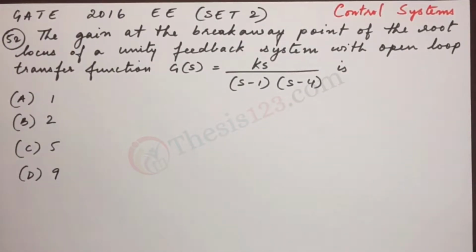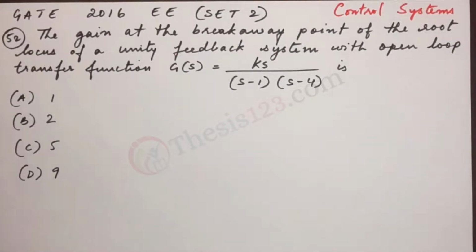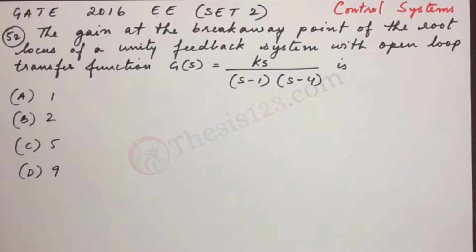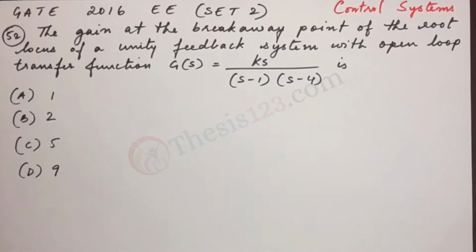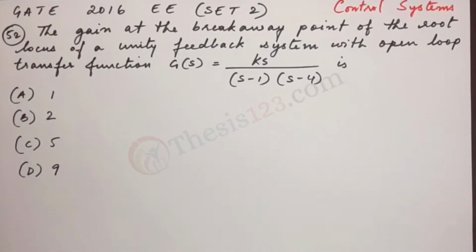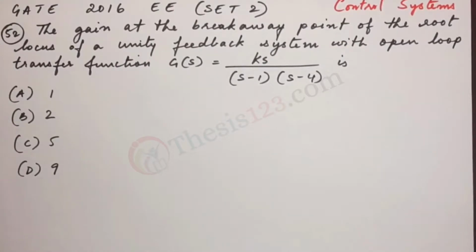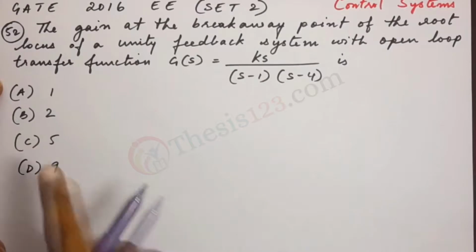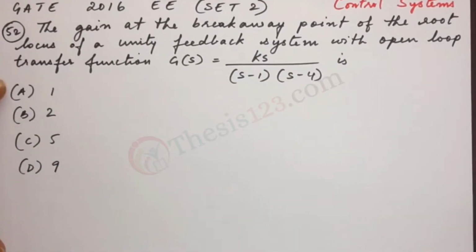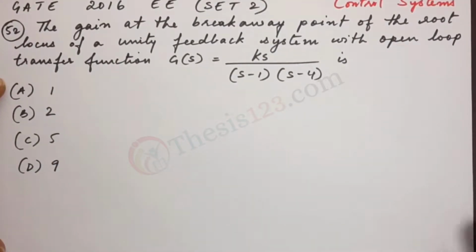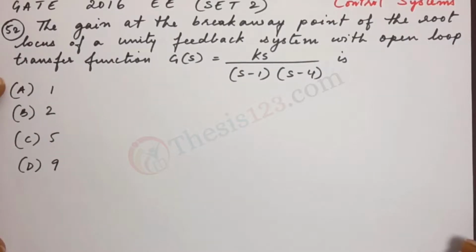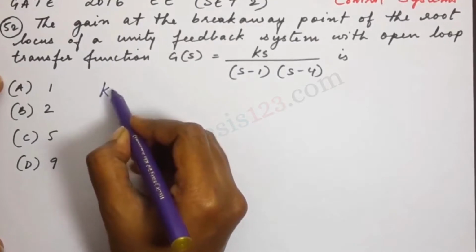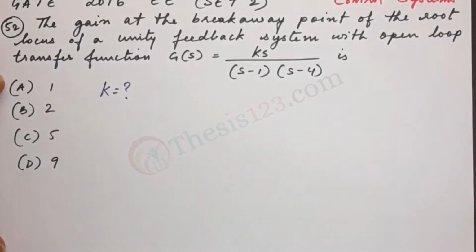The next question, number 52. The gain at the breakaway point of the root locus of a unity feedback system with open loop transfer function G(s) = Ks / ((s - 1)(s - 4)) is A, B, C, D. So we have our options and we will have to find out the value of the gain. Now gain is K, so we have to find out what the value of K is.